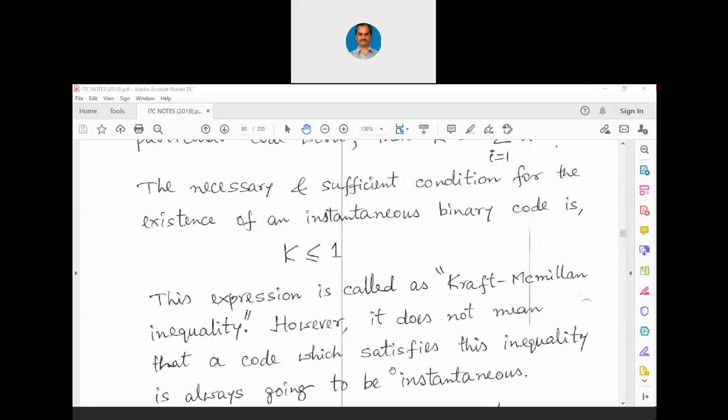However, it does not mean that a code which satisfies this inequality is always going to be instantaneous. This means any instantaneous code should fulfill this criterion of K less than or equal to 1. But any code which fulfills this criterion need not be an instantaneous code. It is only true from one side. Every code that satisfies this Kraft inequality need not be instantaneous, but every instantaneous code has to satisfy the Kraft-McMillan inequality. An example we will see now.